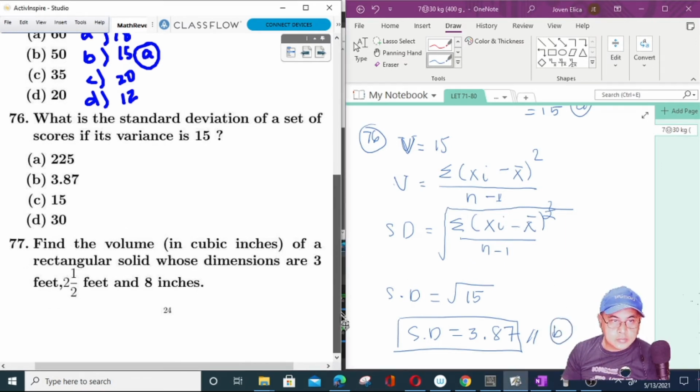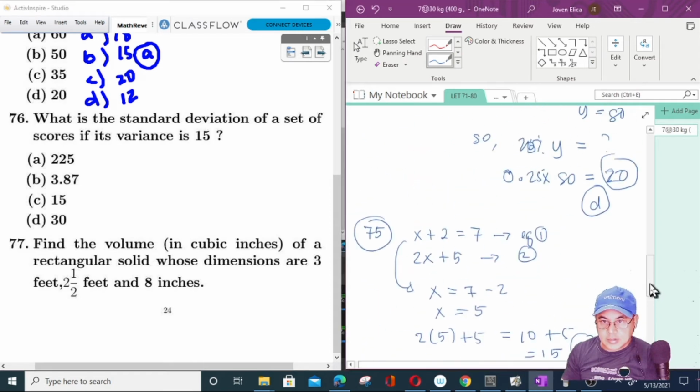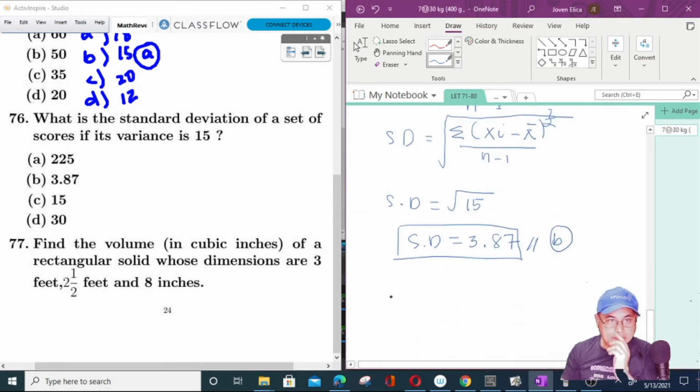Okay, so next question. Another question, 77. Find the volume in cubic inches of a rectangular solid whose dimensions are 3 feet, 2.5 feet, and 8 inches.